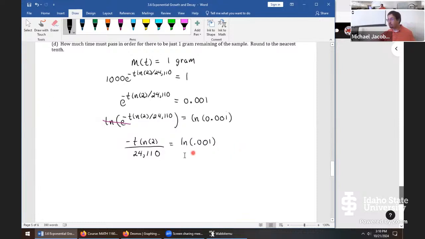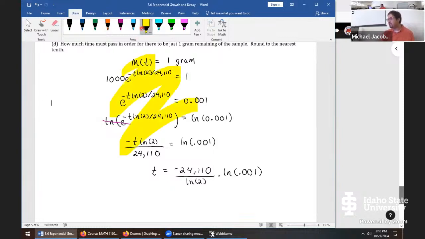Last step to finish out this whole problem is just to multiply by the reciprocal of this constant, including the negative sign. So we get t equals negative 24,110 divided by the natural log of 2, multiplied by the natural log of 0.001. And notice at this step, our answer could look like it's totally wrong. I've seen exams where people saw this and just deleted everything because they felt like they were on the wrong track. But this is really a positive number, because that's negative, and so is that one right there. It just doesn't look like it the way we write it on paper.